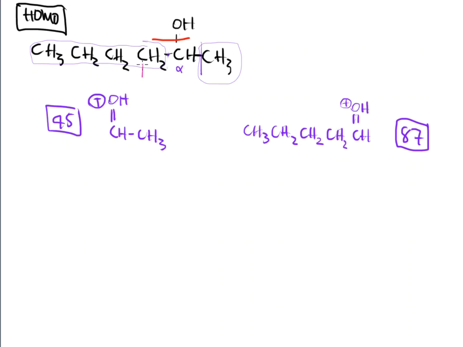So this is called the beta carbon, and this is called the gamma carbon. Organic is a three-dimensional beast. It's all about the molecule and the shapes.